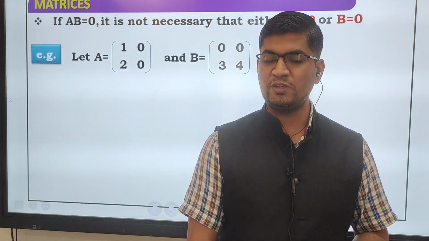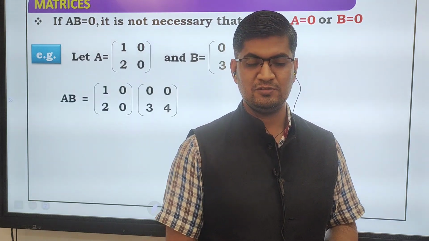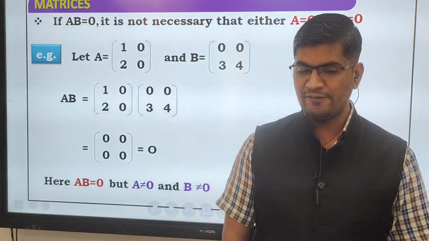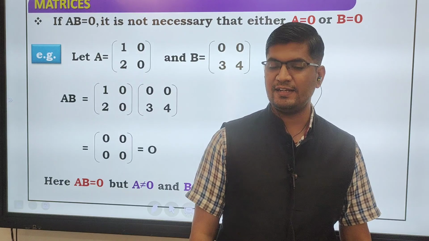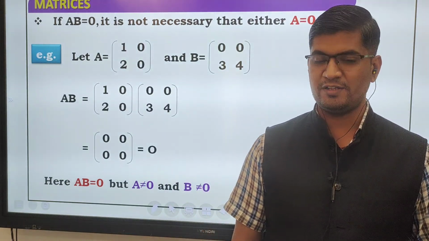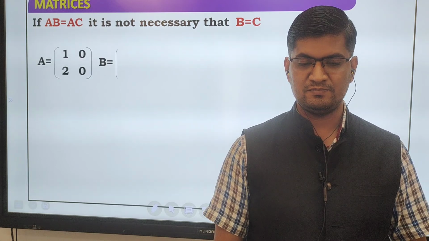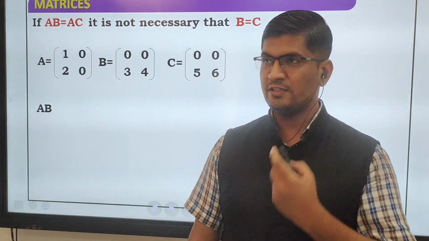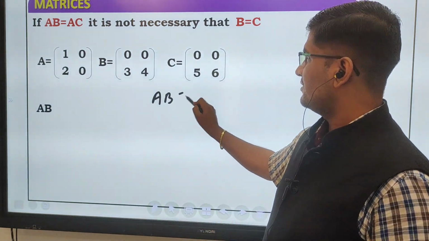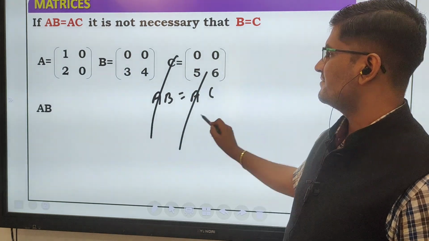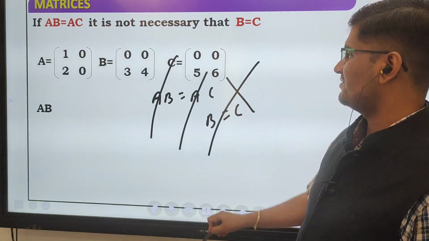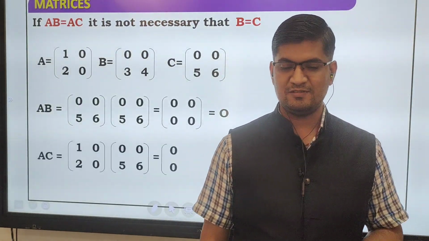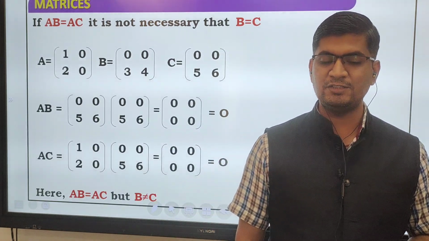If AB is 0, it is not necessary that either A is 0 or B is 0. Yes or no? Just see here. This is very important. So if AB is equal to AC, it is not necessary that B is equal to C. You can't do it this way. B is not equal to C. We should not do it like this. So AB is AC, but B is not equal to C.